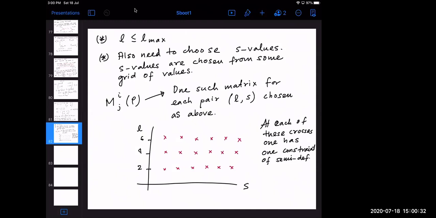Now, how this is actually implemented in a computer is via what is known as a semi-definite program, and that was something for Bootstrap, developed by David Simmons-Duffin. So let me write it down.